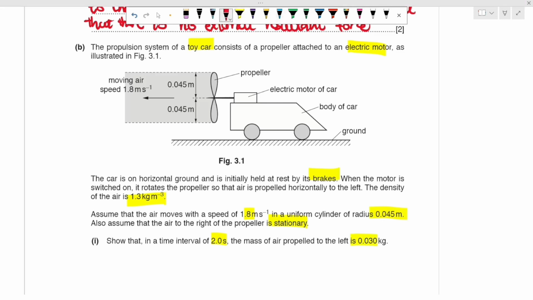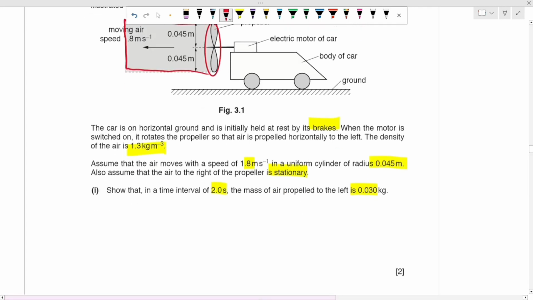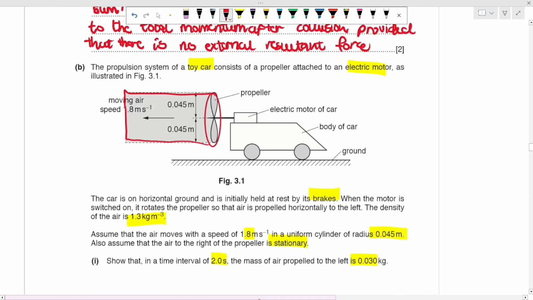Okay, what do we know? Imagine this, guys. The propeller is going to rotate, and it's going to create this sort of cylinder situation, because as the propeller rotates, it creates a shape like this. So we want to show that the mass of the air propelled to the left is actually 0.30. We can find the volume of this cylinder. For a cylinder, the volume is pi r squared h. That's how you find the volume.